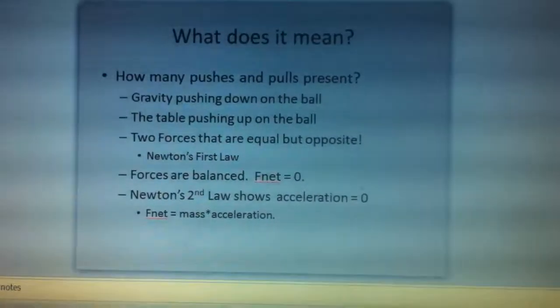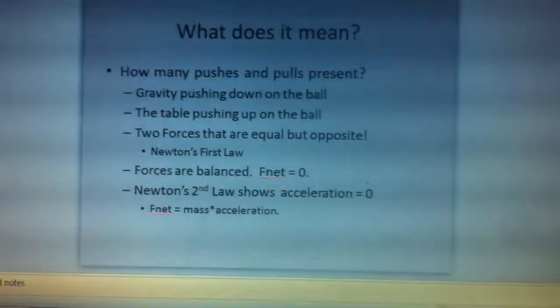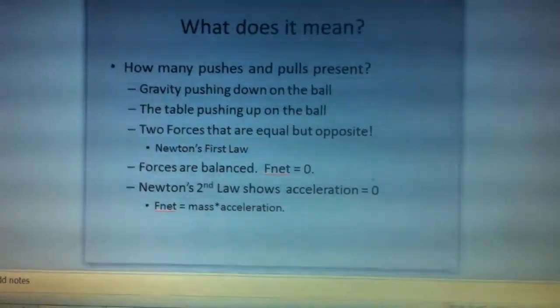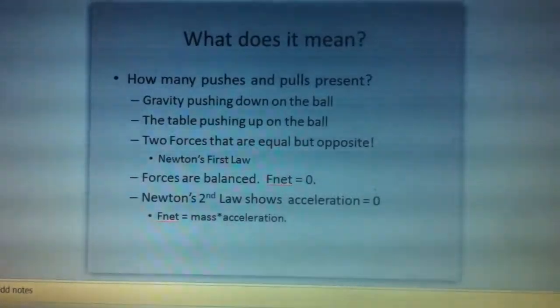However, these forces are equal but opposite. This is Newton's first law. The forces are balanced, which makes net force equal to 0. And if net force equals 0, Newton's second law tells us that there will be no acceleration.